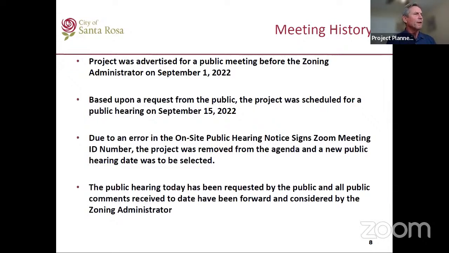The public hearing today has been requested by the public, and all public comments received to date have been forwarded and considered by the zoning administrator. So even if for some reason you didn't see your email there, although all of the emails should be there, all the emails have been forwarded to the zoning administrator for her consideration. So if you can go to the next slide, please.